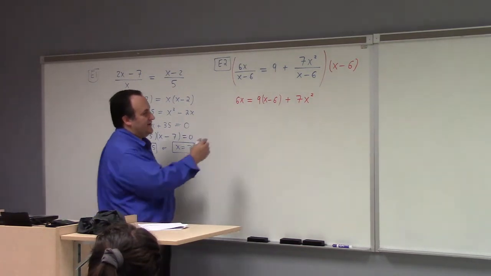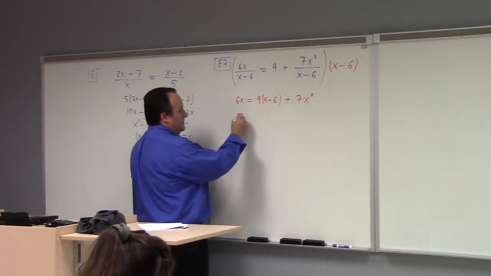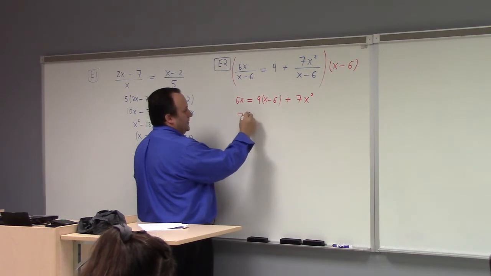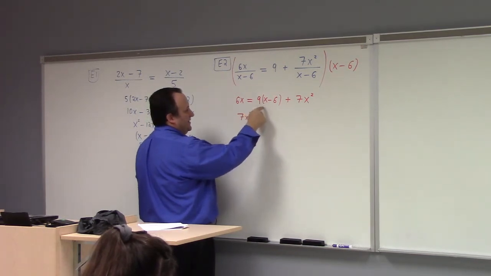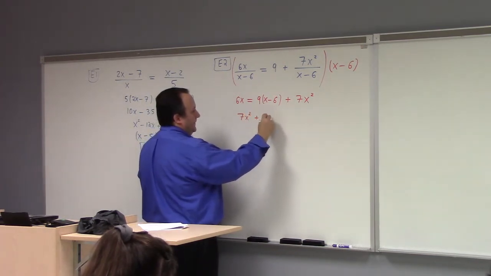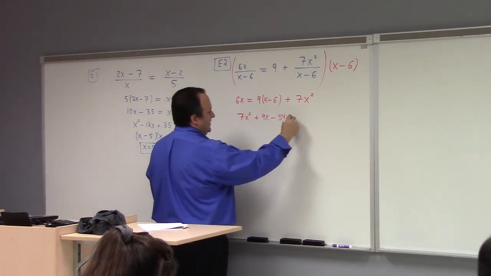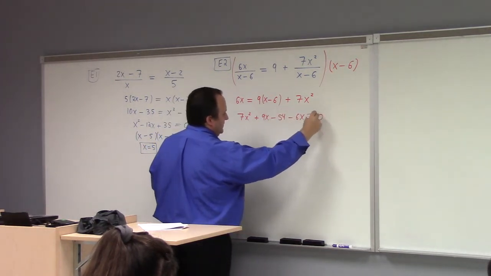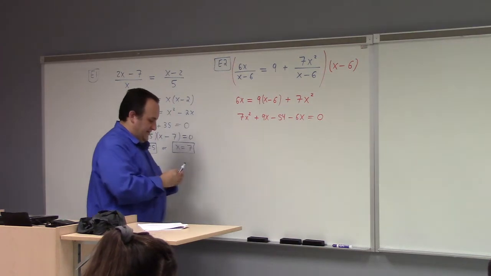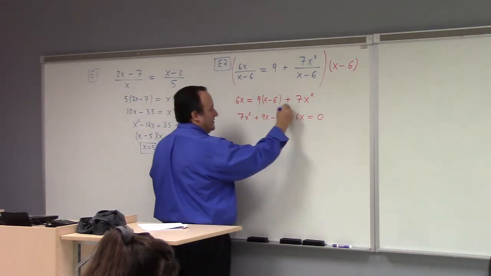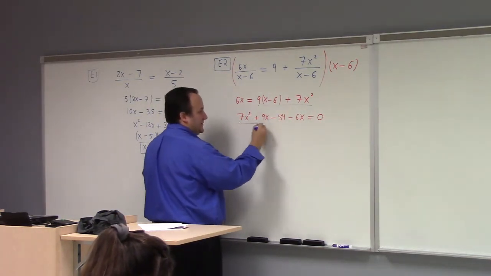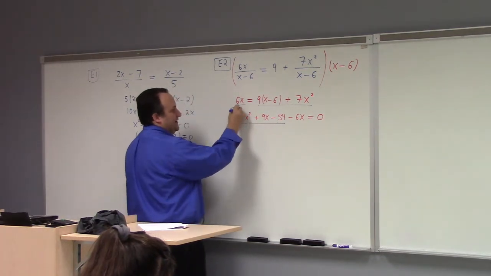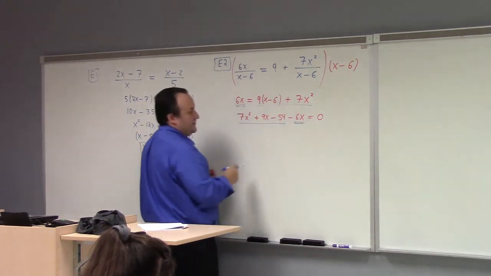So, let's see here. We have 7x squared, right? Now that gives me plus 9x minus 54 minus 6x equals 0. So what I did was I just multiplied these terms out, and I put them first. And then I took this guy and subtracted it to the other side, all right?